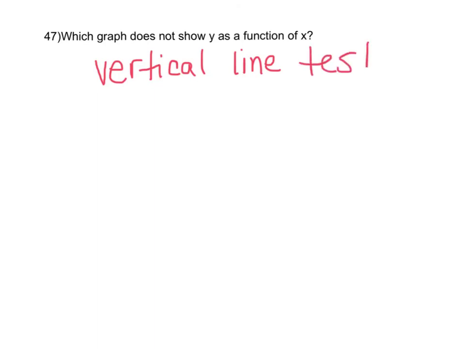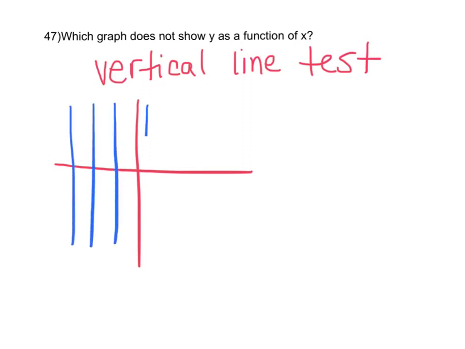In number 47, you see 4 graphs listed there. It says, which graph does not show y as a function of x? Remember that in order to determine a function, you can do a vertical line test on all of these graphs. What that means is that you're going to draw vertical lines. For example, on your xy axis, you can draw vertical lines. If the function that is graphed crosses these vertical lines only once, then it is a function. If it crosses more than once, it is not a function.